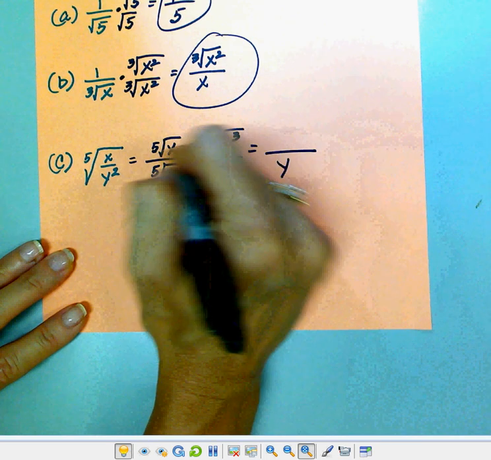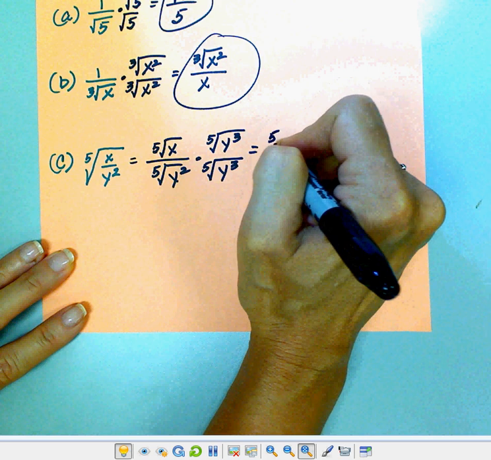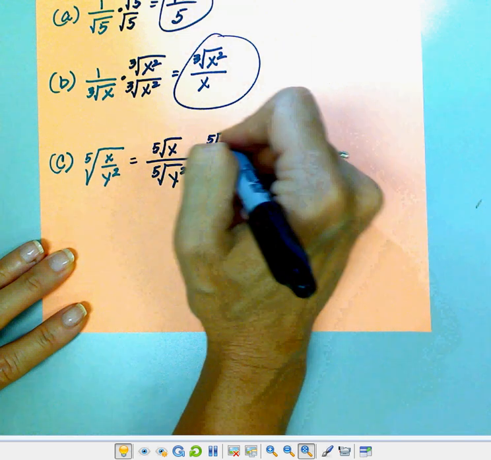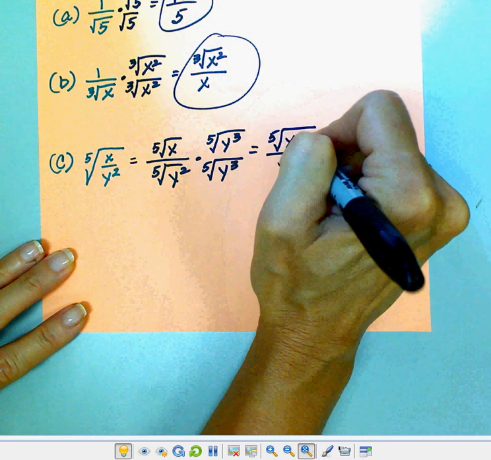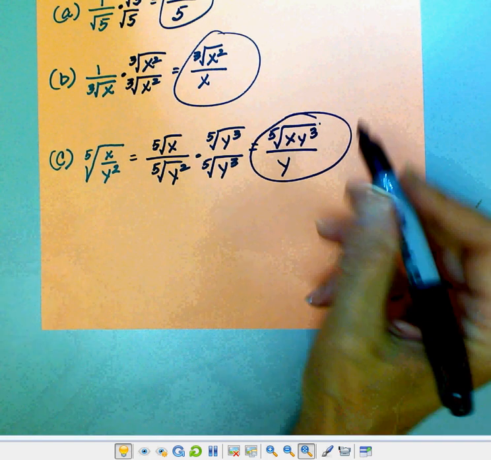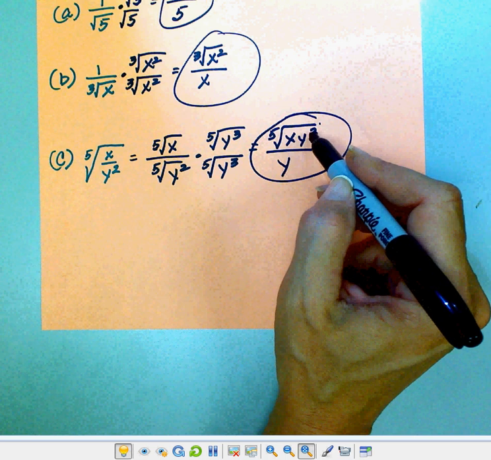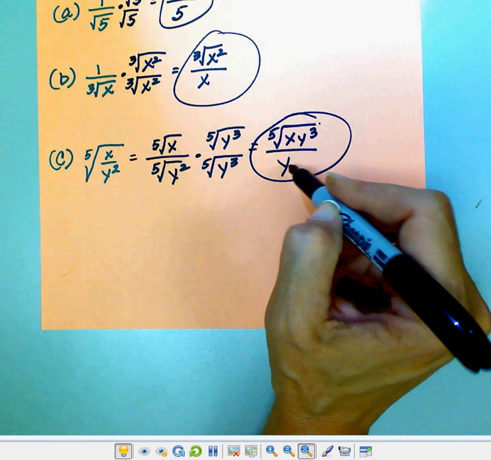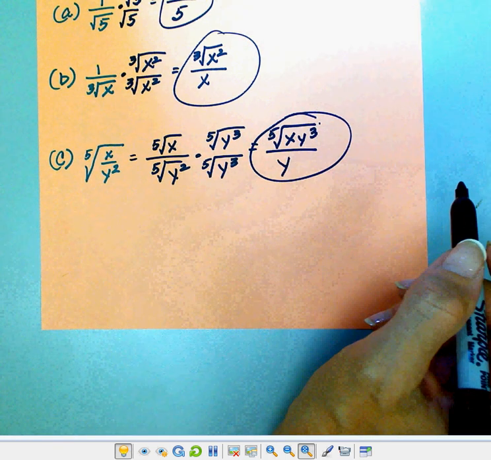And up on top I'm just going to go ahead and multiply those because they have like indices. I can. Notice that you cannot simplify or cancel something underneath a radical with something not underneath a radical. So that is in fact your final answer.